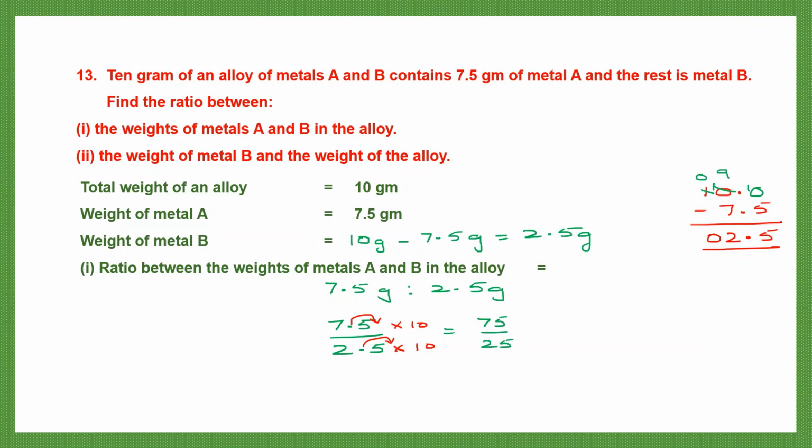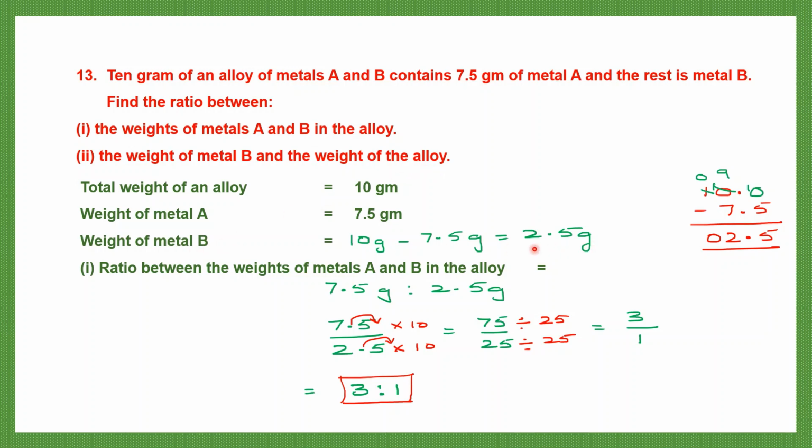Now both can be cancelled, 75 and 25. If we divide it and reduce it to the lowest term, both can be divided by 5. We can also divide both by 25. So when you divide by 25, what do we get? 25 into 3 is 75 and 25 ones are 25. So 3 by 1 is a fraction and our ratio is 3 is to 1. So this is the ratio between the weights of metals A and B in the alloy. 3 is to 1. Now we have to find the ratio between the weights of metals B and the weight of the alloy.